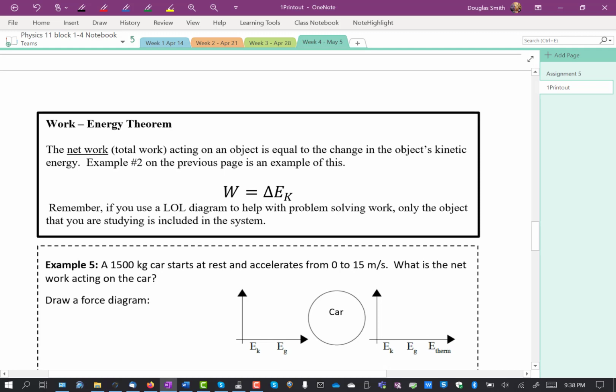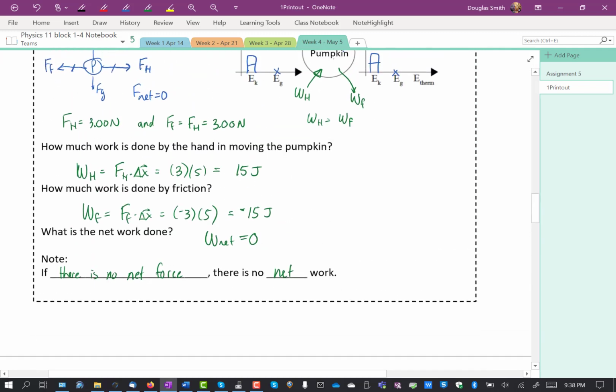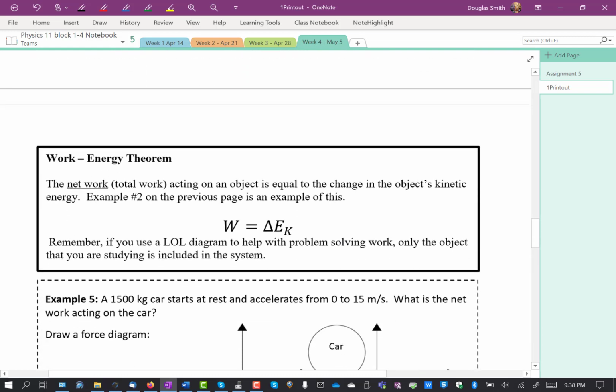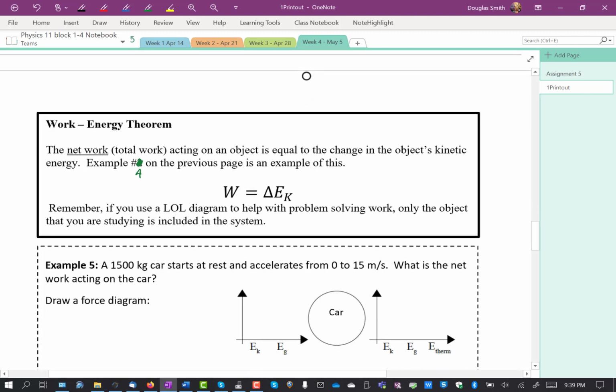Work energy theorem. So relating to this one here about no net force and no net work, there's something called the work energy theorem, and what it says is the total net work acting on an object is equal to the change in the object's kinetic energy. So example number 4 is an example of this. Okay, so we can go through an example on this one.